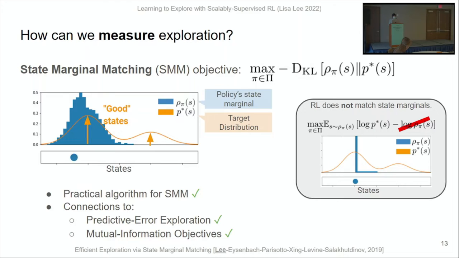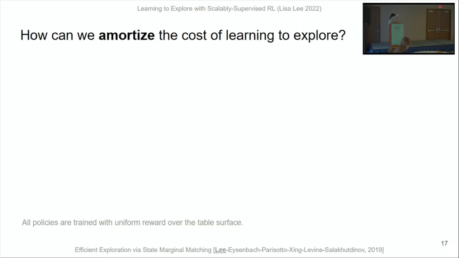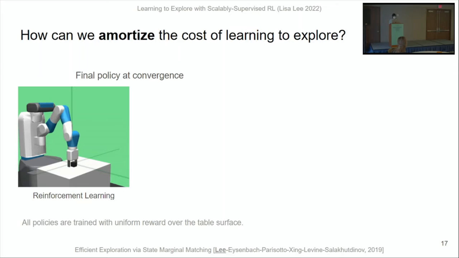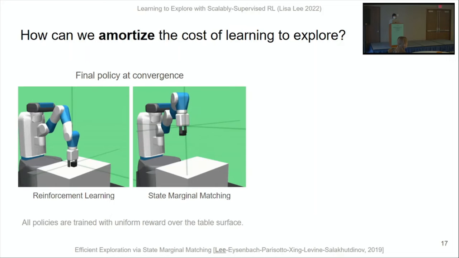How can a state marginal matching policy help us amortize the cost of learning to explore? Since the policy is trained to visit a wide range of states, it can be used to do exploration for many tasks in a multitask setting. Let's consider a robotic manipulation task, and let's assume the target distribution of the black object position is uniform over the table surface. Reinforcement learning would converge to a policy that goes to the mode of the target distribution. In contrast, a state marginal matching policy converges to a more stochastic exploratory behavior.